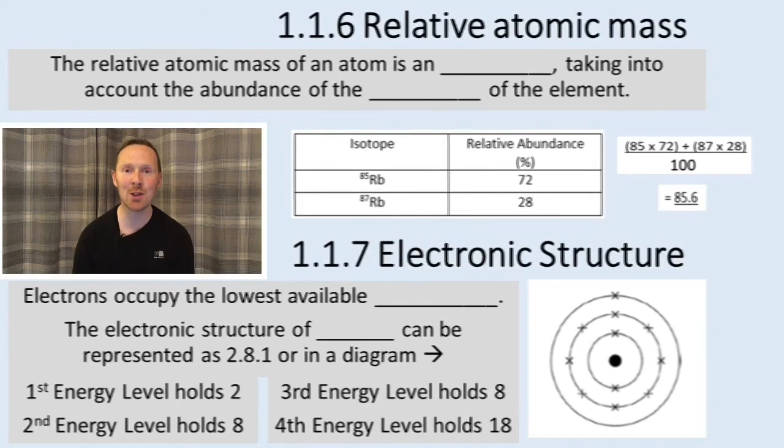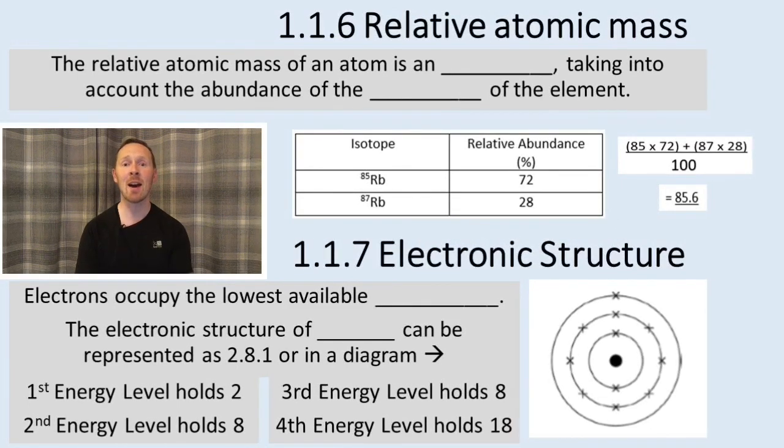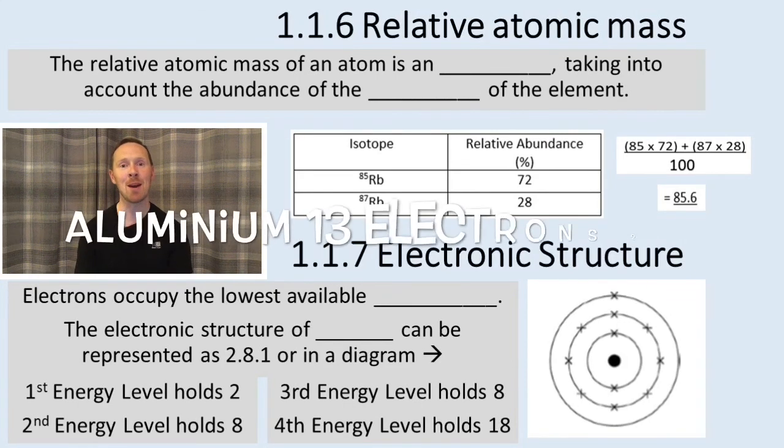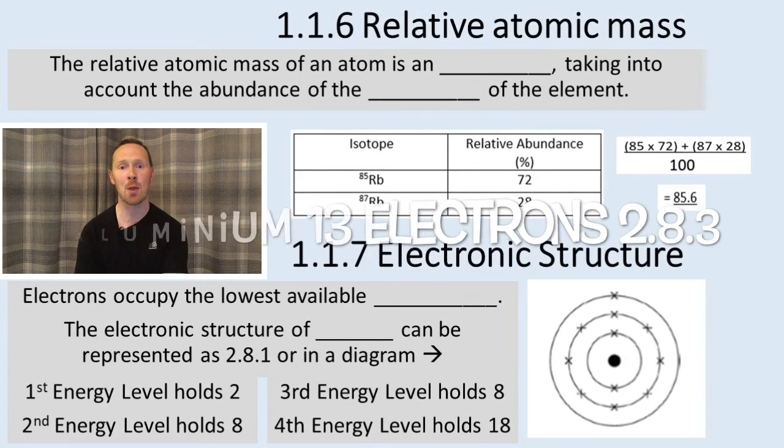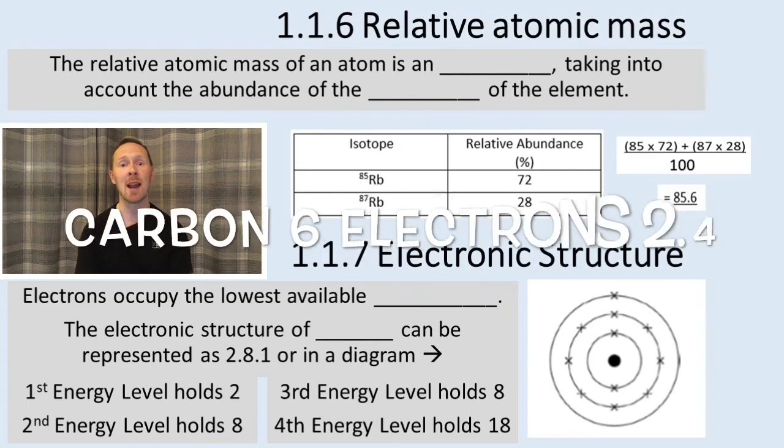Please make sure you can explain the electronic configuration of the first 20 elements. So for instance, aluminium, make sure you can work it out: 2.8.3. Carbon, make sure you can work it out: 2.4.